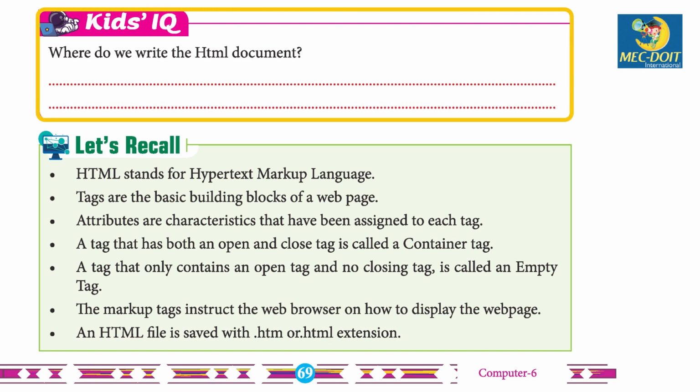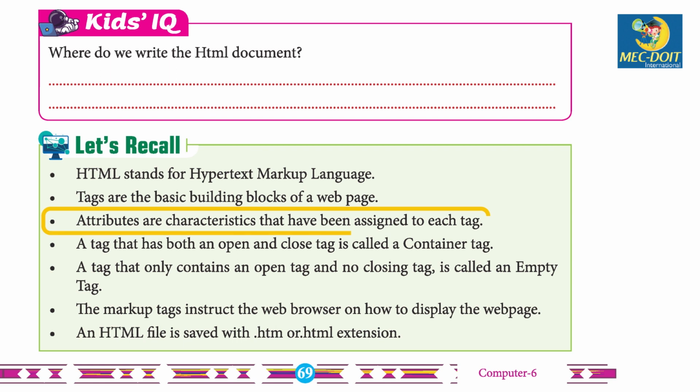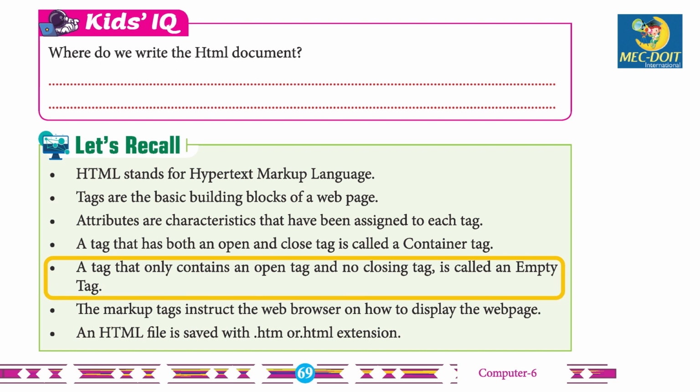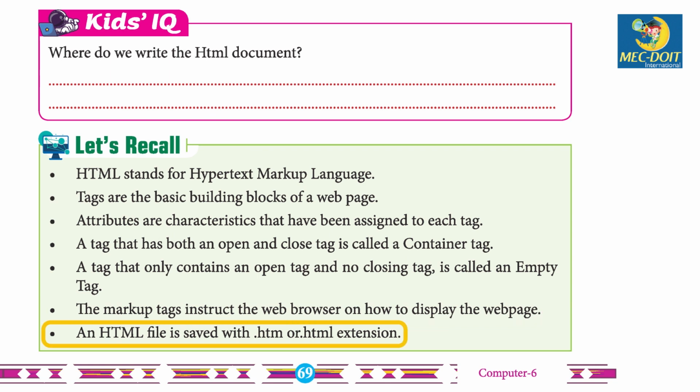Kids IQ, where do we write the HTML document? Let's recall. HTML stands for Hypertext Markup Language. Tags are the basic building blocks of a web page. Attributes are characteristics that have been assigned to each tag. A tag that has both an open and closed tag is called a container tag. A tag that only contains an open tag and no closing tag is called an empty tag. The markup tag instructs the web browser on how to display the web page. An HTML file is saved with HTM or HTML extensions.